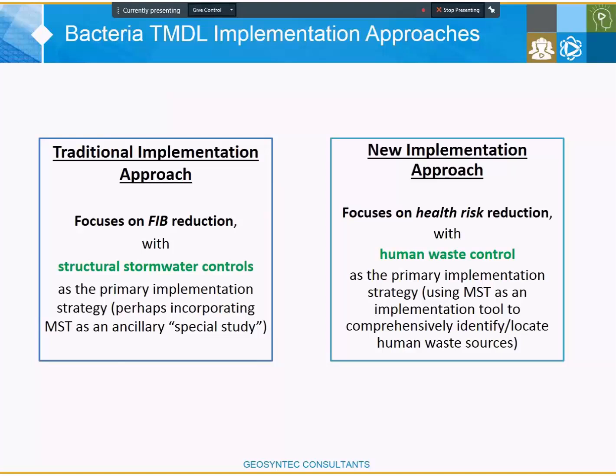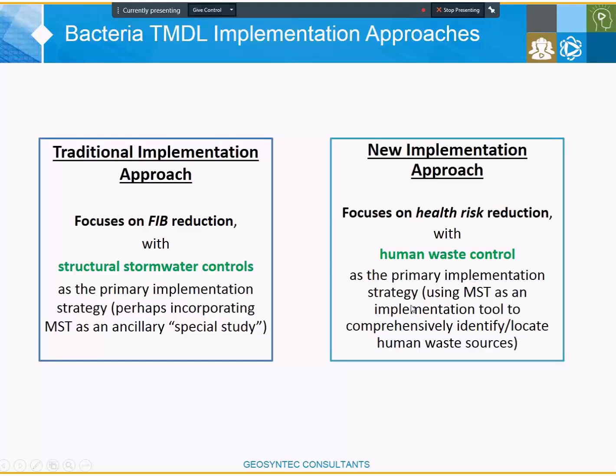We can go with the traditional implementation approach, which focuses on fecal indicator bacteria, which uses structural stormwater controls as the primary implementation strategy. Or we can go with a new implementation approach, which focuses on health risk reduction, consistent with the direction regulations are taking, with human waste control as the primary implementation strategy.